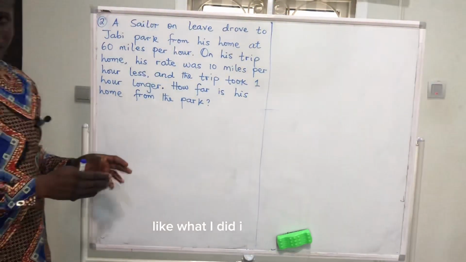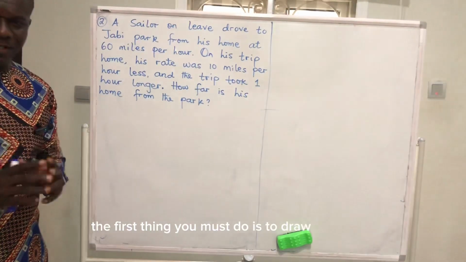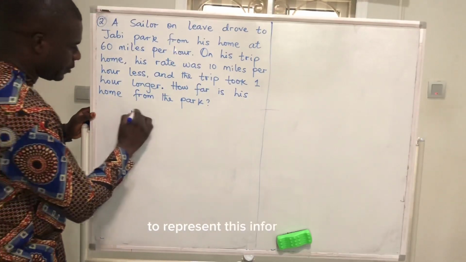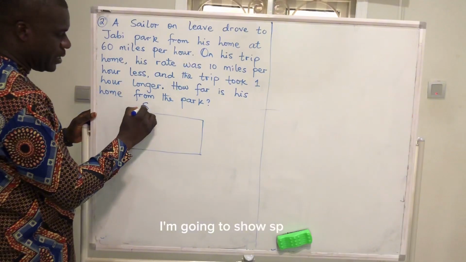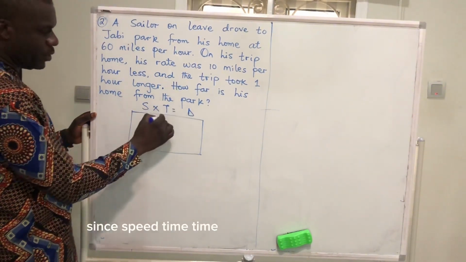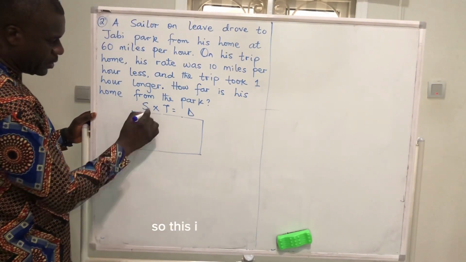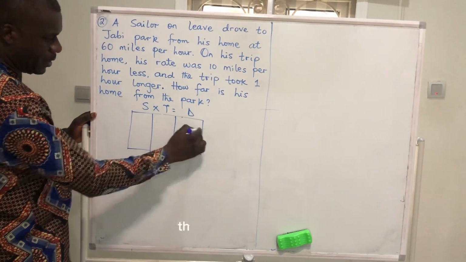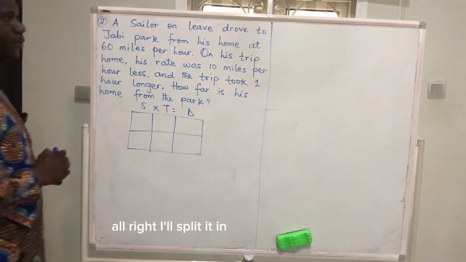Like what I did in example 1, the first thing you must do is to draw your table. So I'm going to draw a table to represent this information. In this table, I'm going to show speed, time, and distance, since speed times time will give me distance. Okay, so this is for speed, for time, and then for distance. All right, I'll split it into 2.